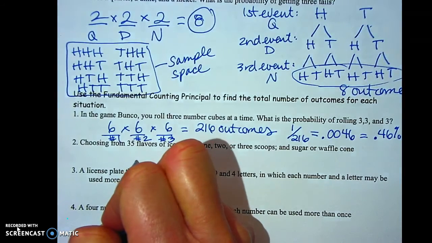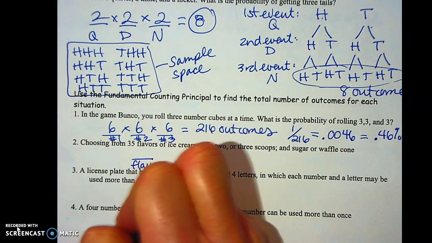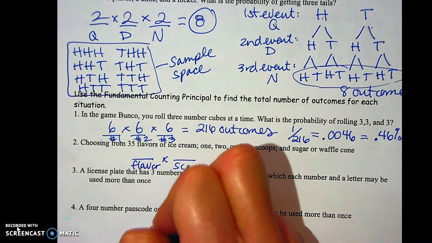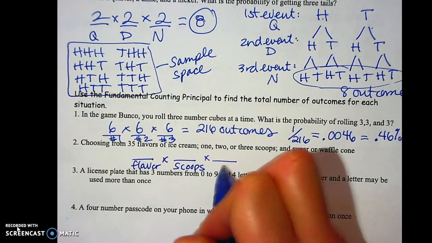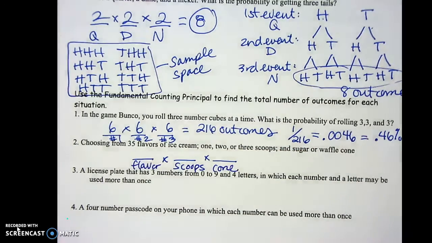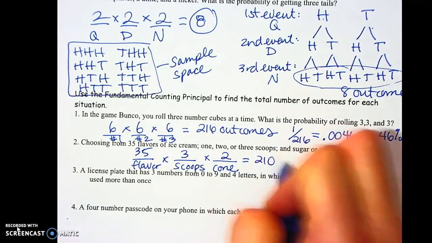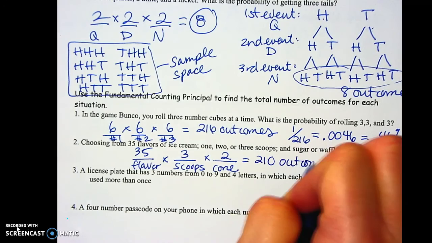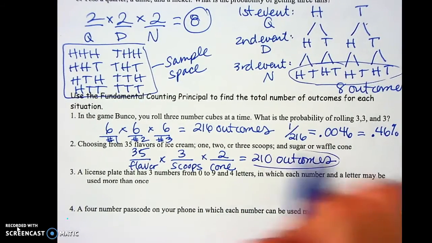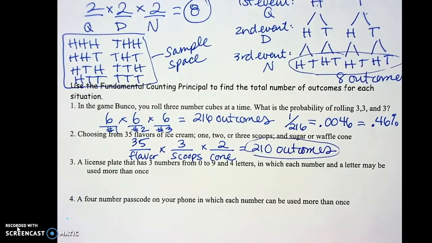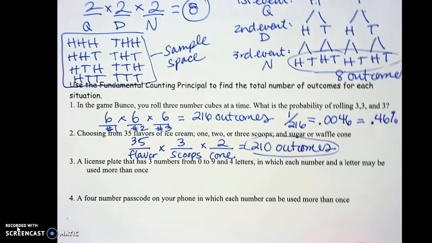So we've got 3 events. The first one is flavor. The next one is how many scoops. And the next one is what type of cone. We have 35 possible flavors to choose from. We could choose 1, 2, or 3 scoops. And we have 2 different types of cones. Go ahead and multiply those together. Maybe you can do this mentally. 35 times 2. And then multiply that by 3. 210 possible combinations or outcomes. But really, there would be more. If you picked 3 scoops and picked 3 different flavors, there would be a lot more.